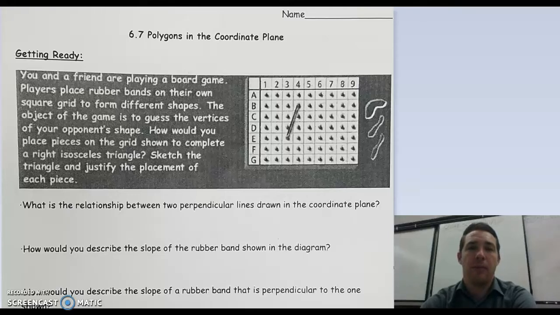So now that we've seen all the properties for our quadrilaterals, we're going to be adding in 6-7 the ability to determine what kind of quadrilateral it is if I have those in a coordinate system. So that's polygons in the coordinate plane.